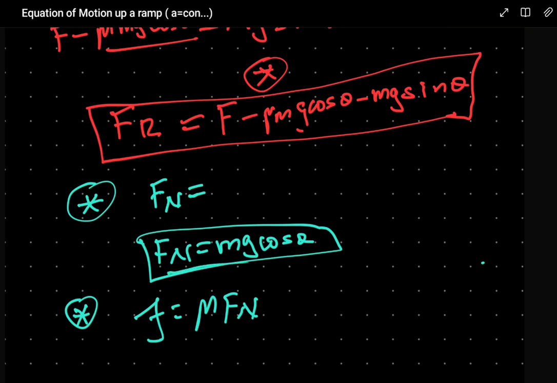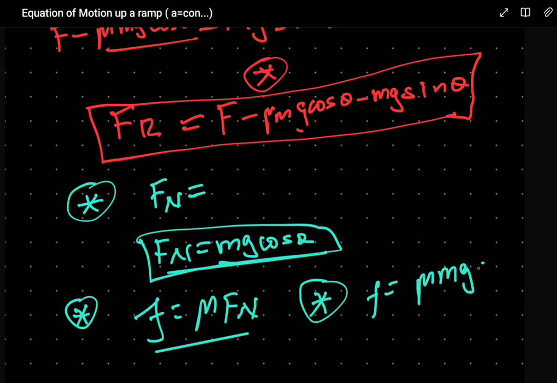So the normal force is mg cos theta for a ramp, and the definition of friction is the coefficient of friction times the normal force. The frictional force is equal to mu times mass times gravity times the cosine of the angle. So this is how you calculate the frictional force.